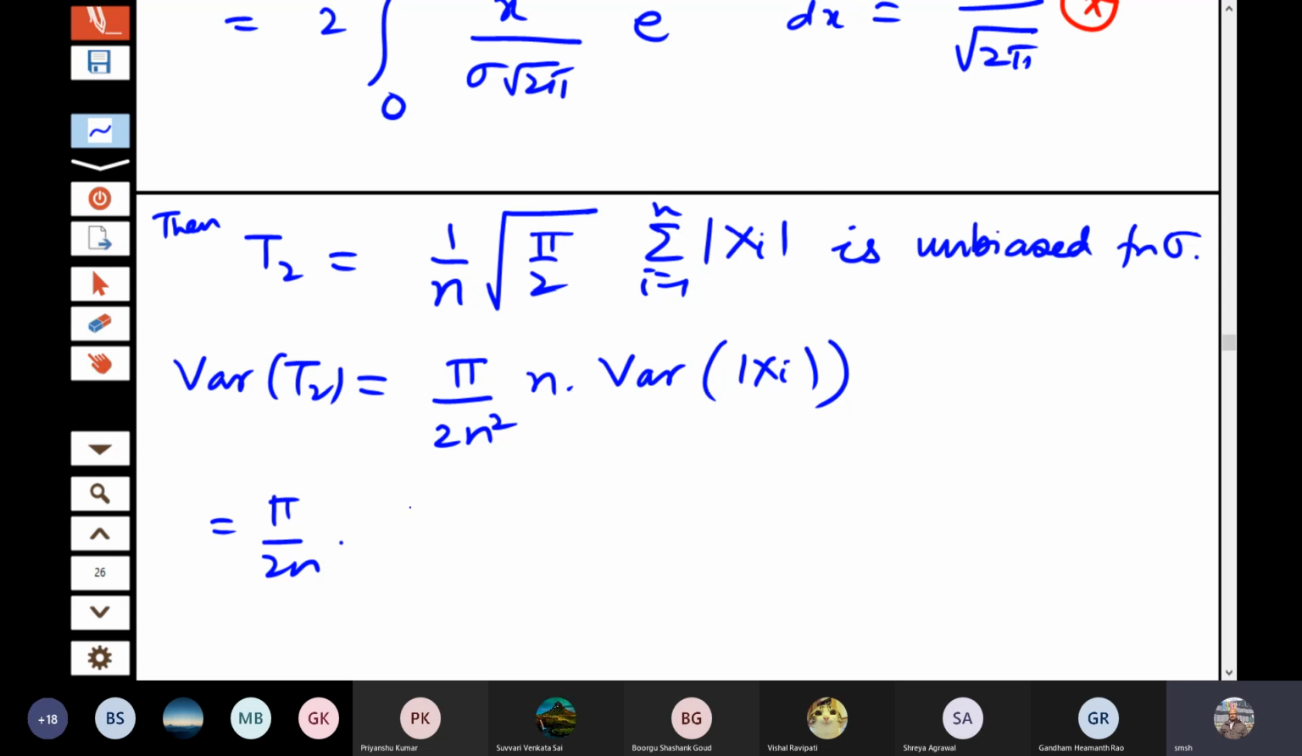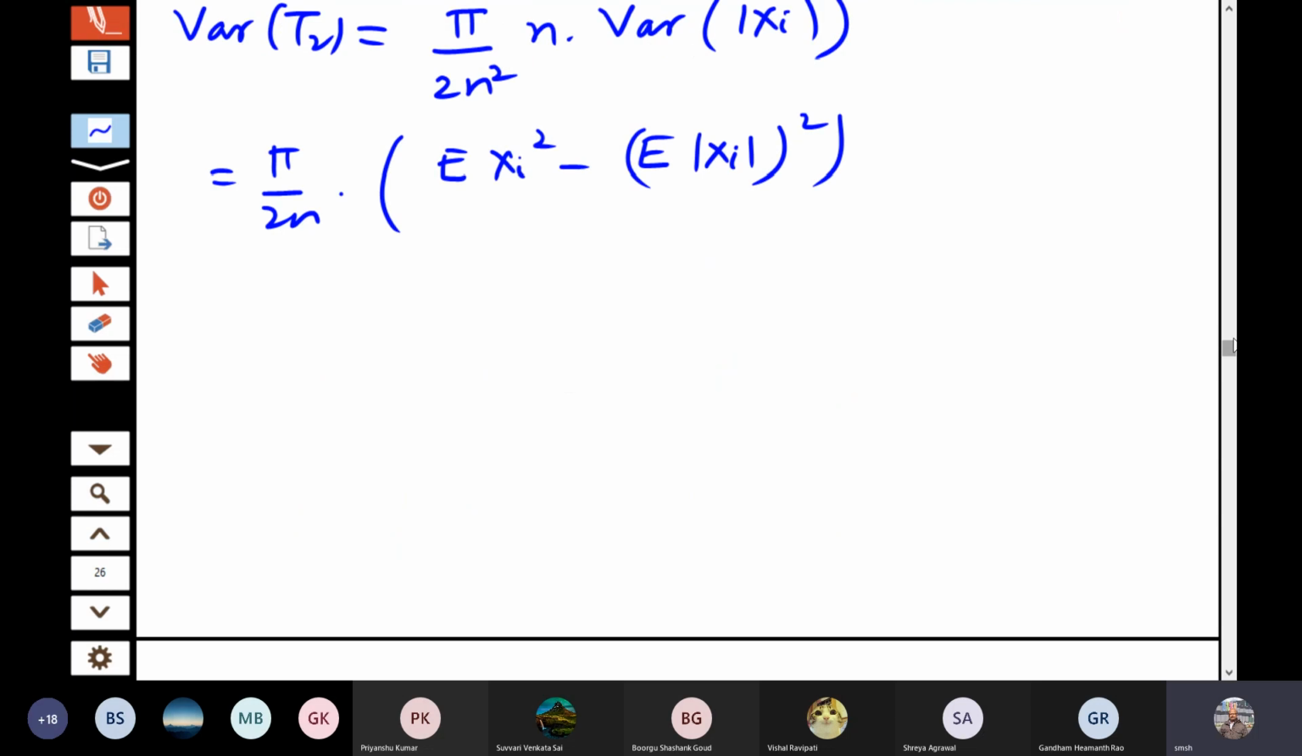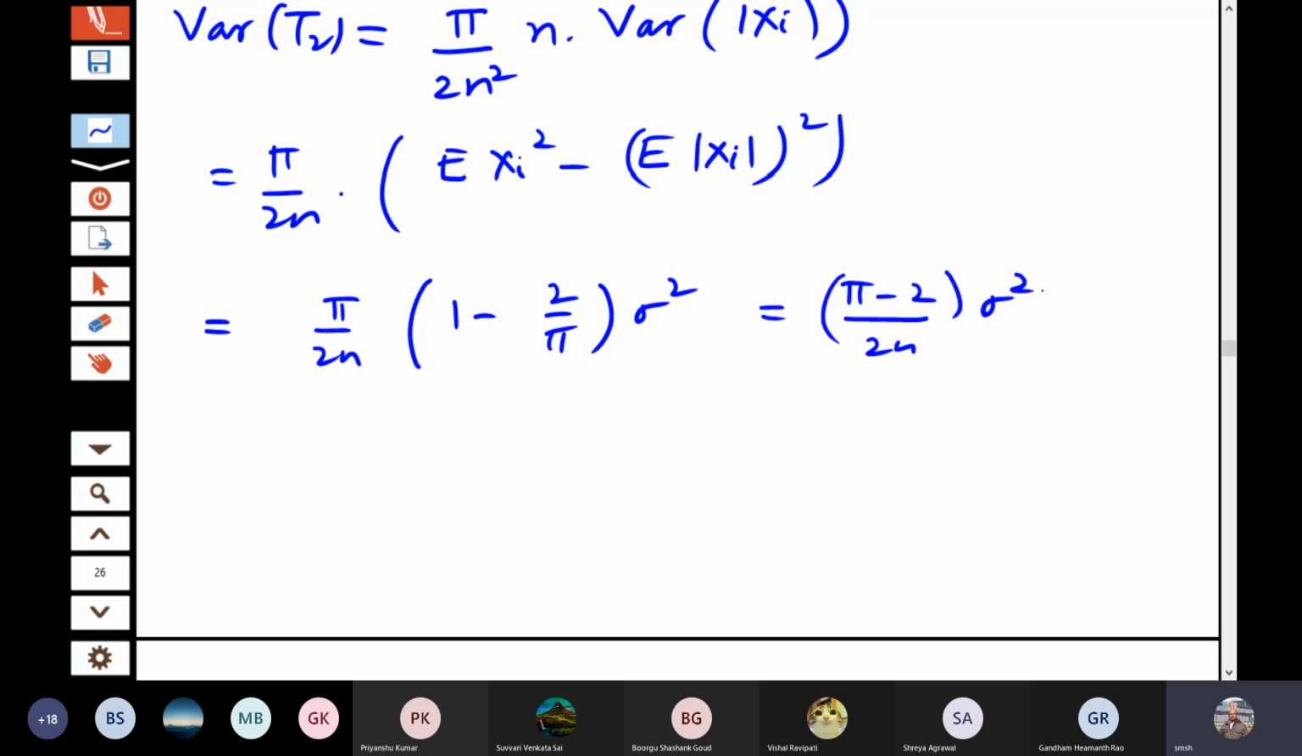So this is pi by 2n and then expectation of xi square minus expectation of mod xi whole square. This term we calculated just now, so I will have to just substitute there. So this is equal to pi by 2n times 1 minus 2 by pi sigma square, which we can write like this, pi minus 2 by 2n sigma square. Pi is 3.14 something, so this is greater than 1. So this is obviously greater than sigma square by 2n. Okay.